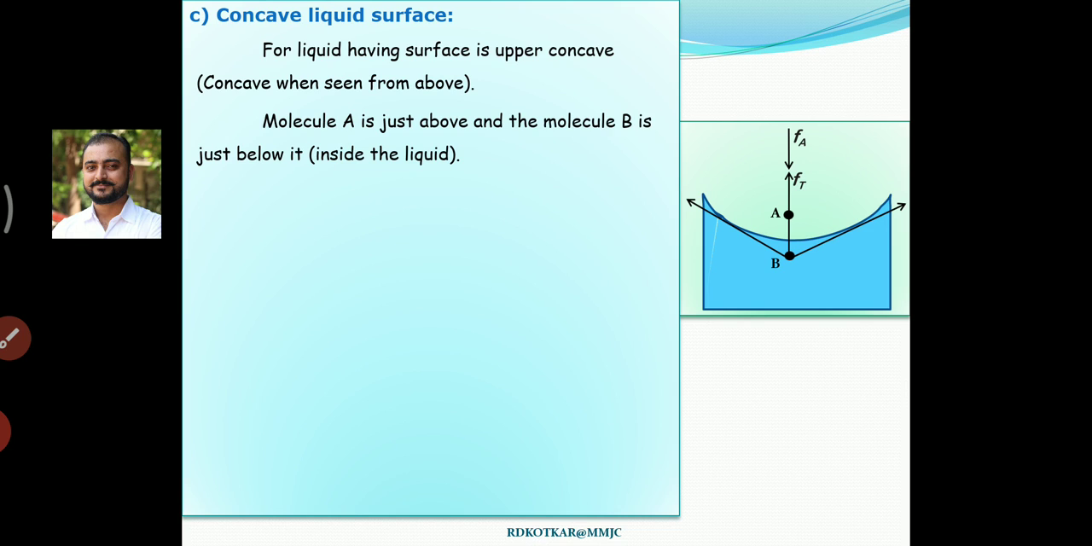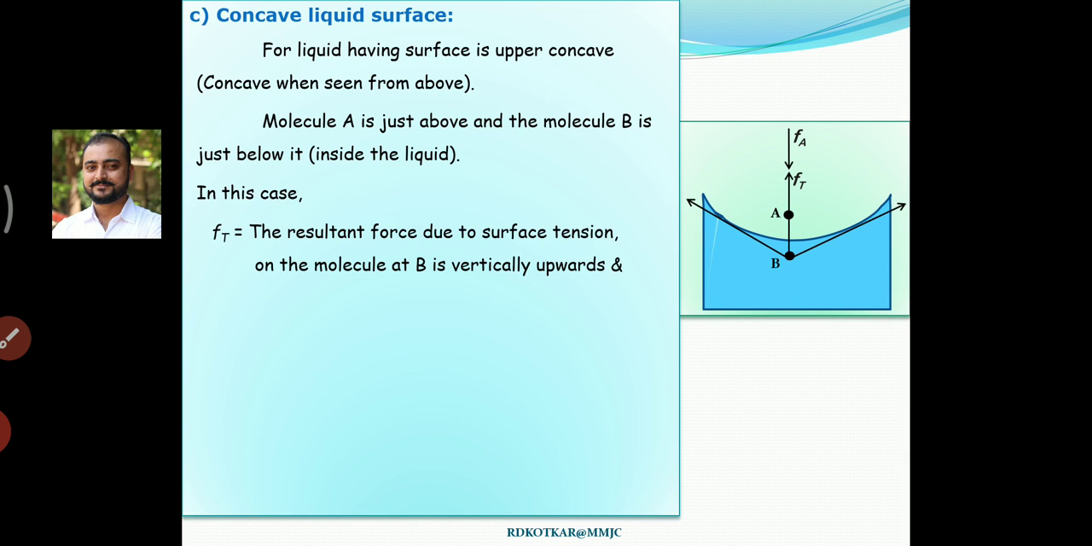In short, molecule A is present just above the liquid surface and molecule B is present just below the liquid surface, that is, inside the liquid. Okay, the liquid surface is there, above which is molecule A and below which is molecule B, similar to the previous two topics.